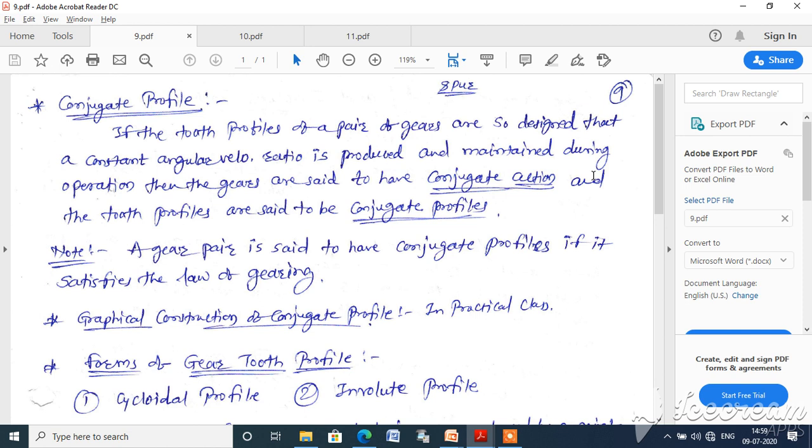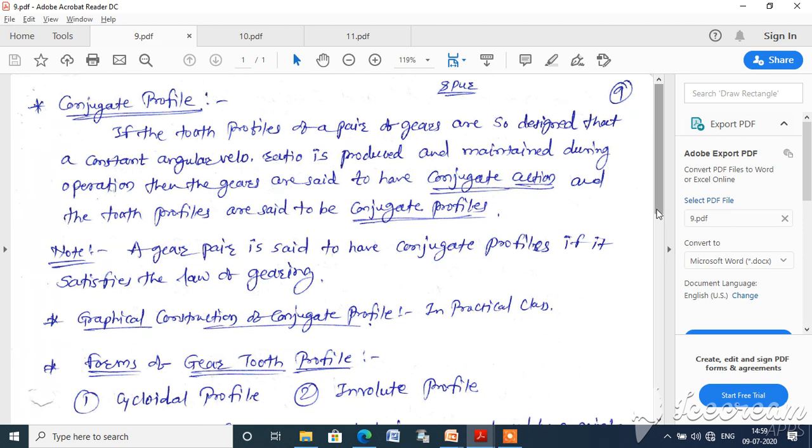Now, after seeing the law of gearing, velocity of sliding and rolling velocity, now we will move forward to the next topic, that is conjugate profile. So many times this will be asked in the exam: what is conjugate profile?